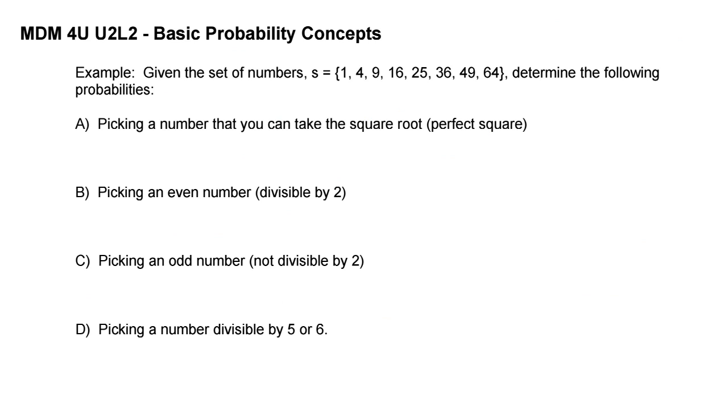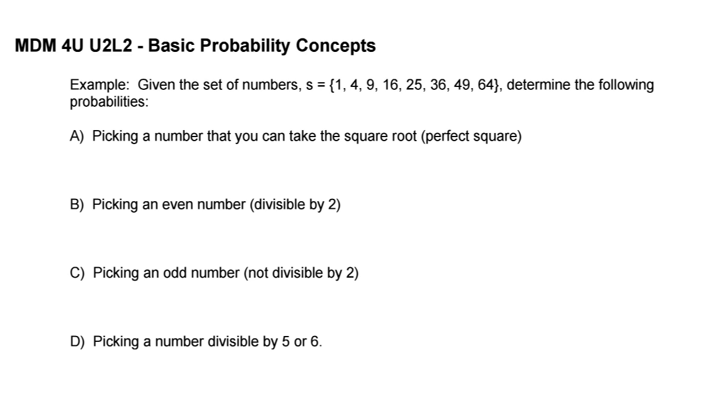So now let's talk about some basic probability with sets. So imagine I have this superset S. Given the set S, which has 1, 4, 9, 16, 25, 36, 49, and 64, determine the following possibilities, right? It says picking a number that you can take a square root with. Well, what are the numbers that you can take a square root with? Well, you can check 1 can square root, 4 can square root, 9 can square root, 16 can square root, perfect, 36, 49, and 64. Oh, wow, that's all of them. So that's all of the elements in the set can be square rooted.